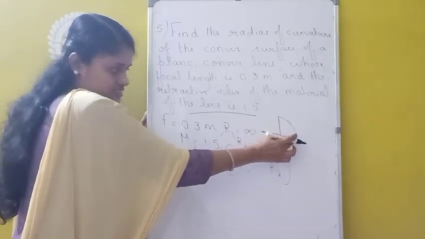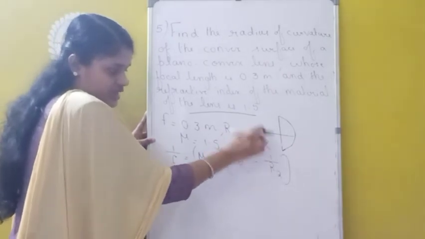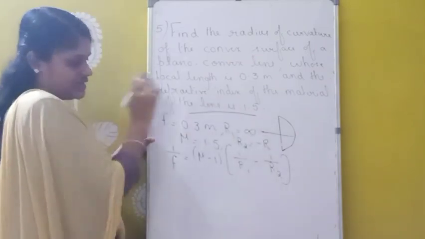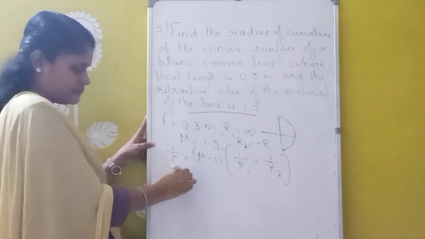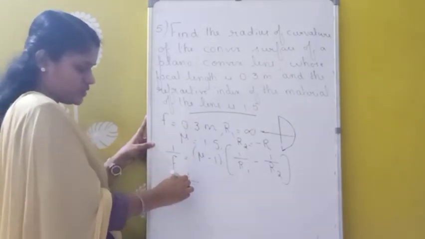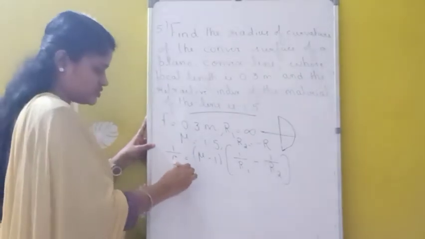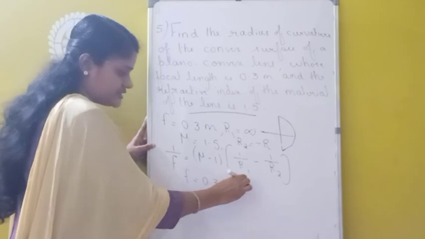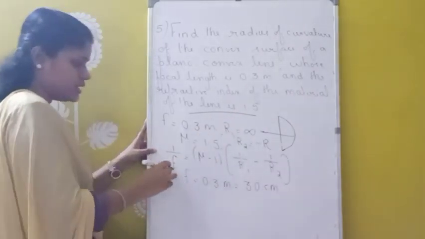This radius of curvature comes on the left-hand side, so I am taking it as minus r. This r we have to find. Since it is on the left-hand side, I have taken it as minus r. Now substituting: what is f here? 0.3. First of all, I am converting this focal length into centimeters. So f equals 0.3 meter; multiplying by 100, it becomes 30 centimeter.